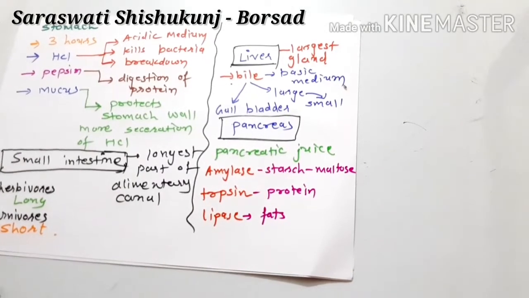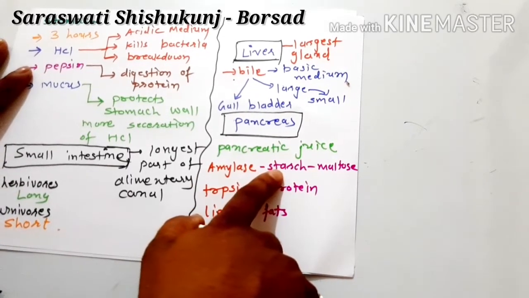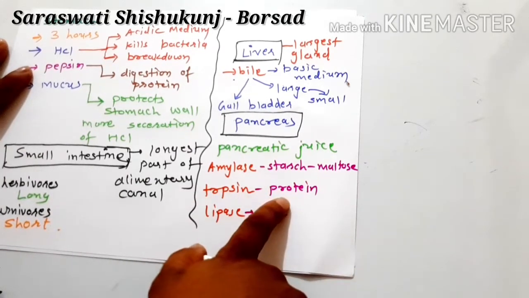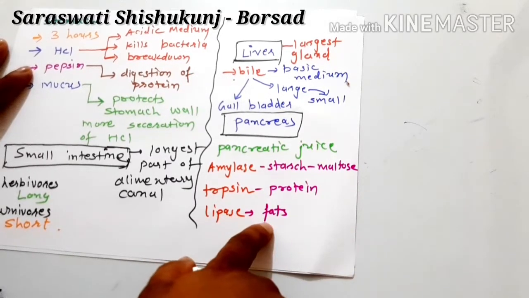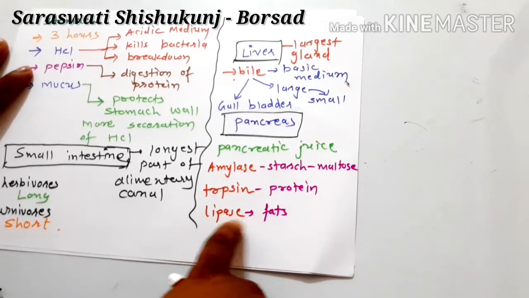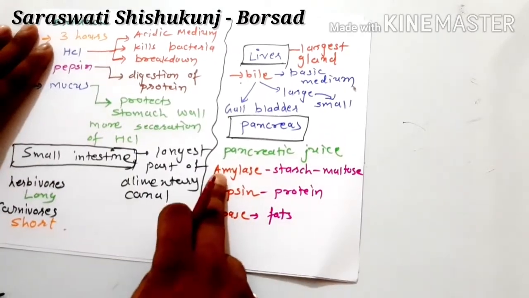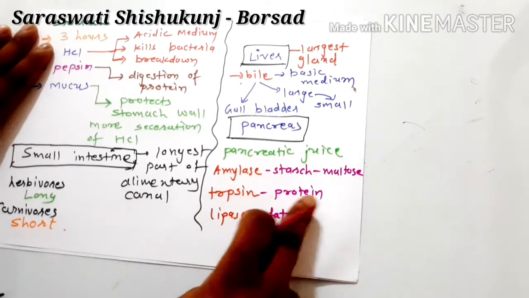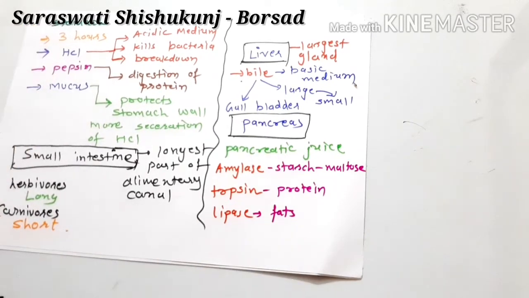Amylase, which is useful in digestion of starch, will convert it into carbohydrates. Trypsin, which digests protein, will convert it into amino acids, and fat will be converted into fatty acids. So again: amylase, starch to carbohydrate; with the help of trypsin, protein to amino acid; and lipase converts fat into fatty acid.